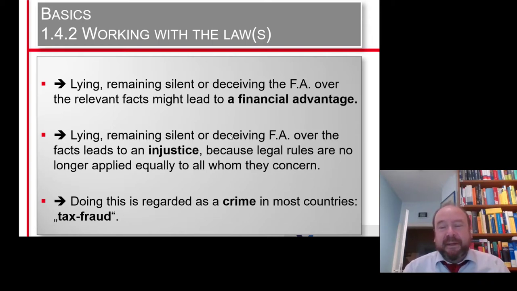So to make it a crime, lying, hiding information, or deceiving the fiscal authorities should be combined with a financial advantage. Then this is usually regarded as a criminal offense in most countries, called tax fraud in Germany, Steuerhinterziehung in German, or an alternative term would be tax evasion, which is also mostly used for the criminal behavior which you can find.